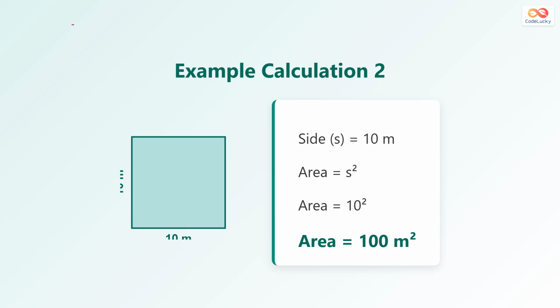Here is another example with a larger square. If the side is 10 meters, we calculate 10 squared. 10 times 10 equals 100, so the total area is 100 square meters.